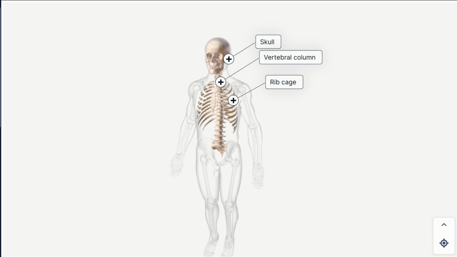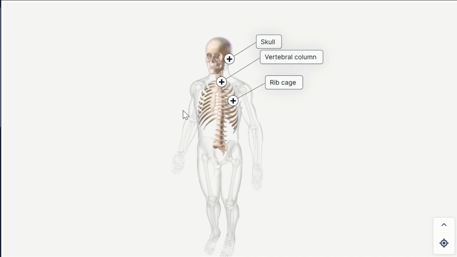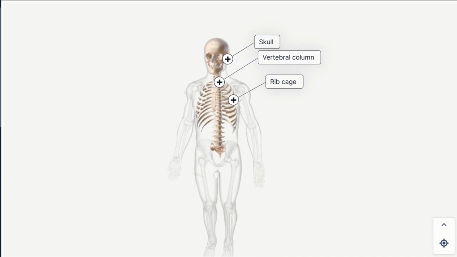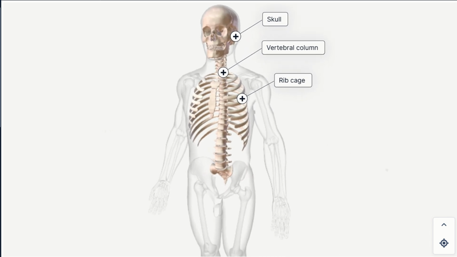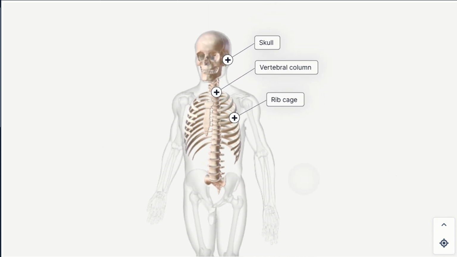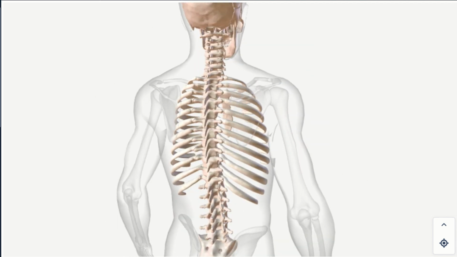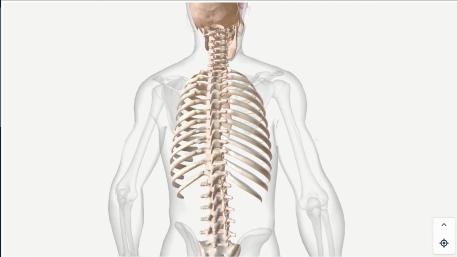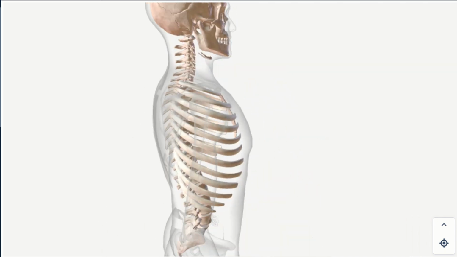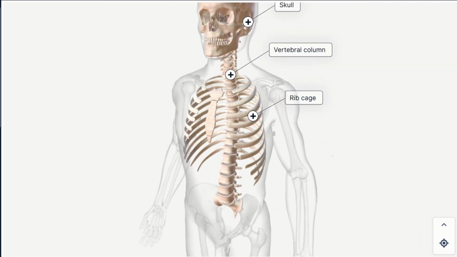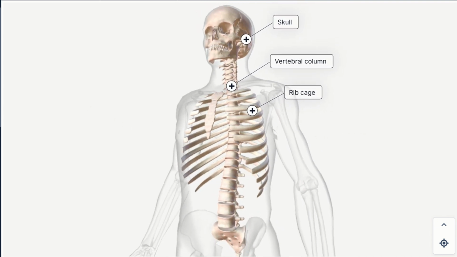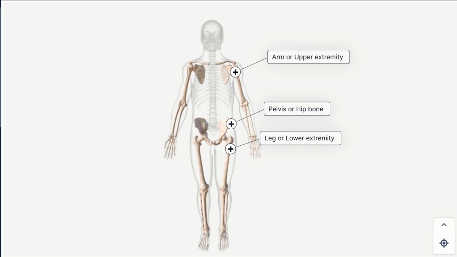The axial skeleton is made up of the skull, the vertebral column, and the rib cage. The axial skeleton performs little movement because most of the bones are static, for example, the skull and the ribs. It is only the vertebral column that has some degree of movement because the vertebrae have what we call intervertebral discs, which give some bit of flexibility.